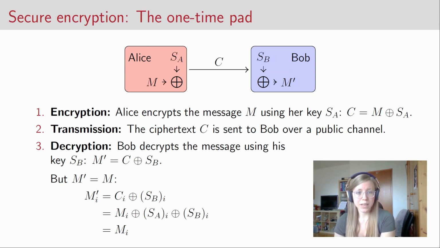Okay, when we now assume that Alice and Bob have perfect keys, so their keys are exactly the same, then we know that SA and SB are the same bit strings. So the key bit SAi is the same as the key bit SBi, and if we add two equal bits together, we always get 0. So Mi binary added to 0 is always just Mi. This shows that Mi prime is the same bit as Mi. So Bob has received exactly the message that Alice wanted to send.